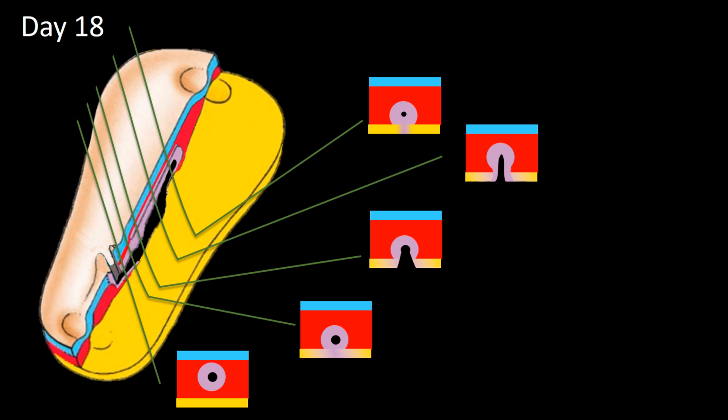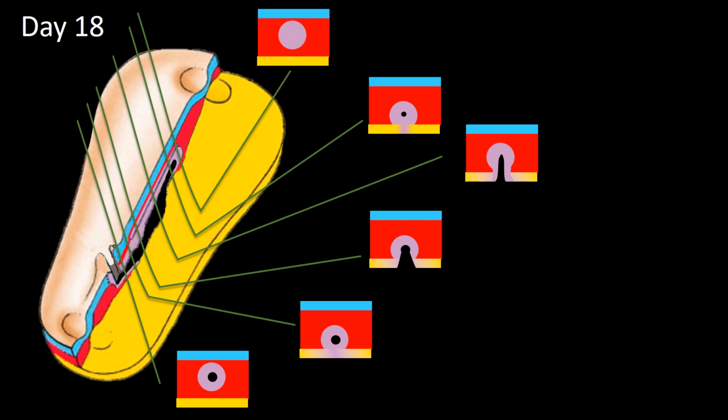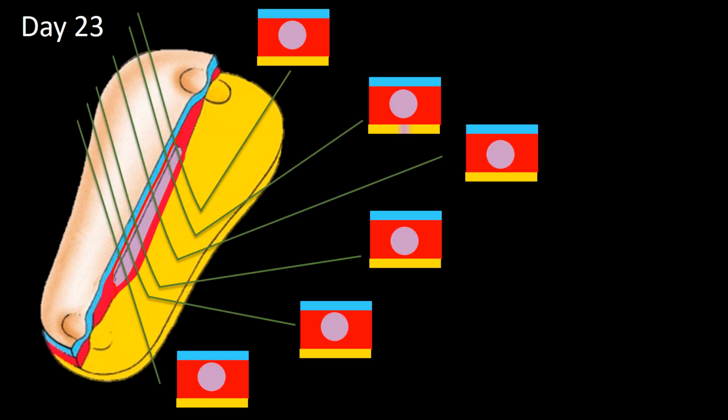A bit more rostrally, the notochordal process no longer is in contact with the yolk sac. And at the most rostral cut, you can see that the structure is no longer hollow. So this is at 18 days. But by the 23rd day, the notochord has substituted the notochordal process in all areas, and no longer is there a neuroenteric canal.